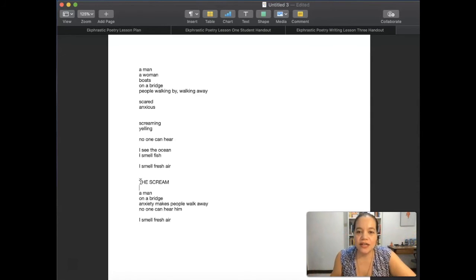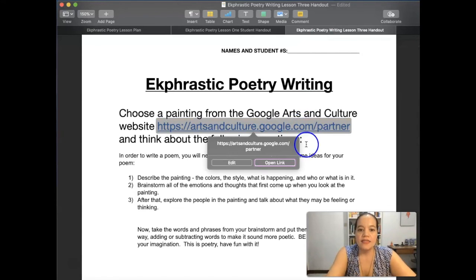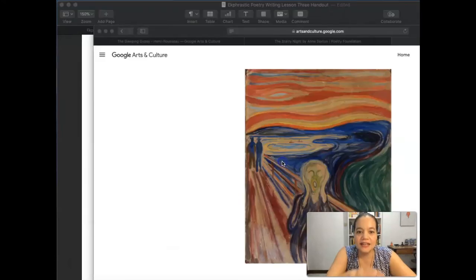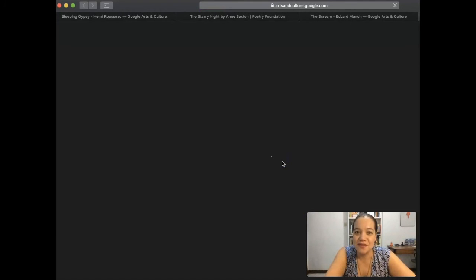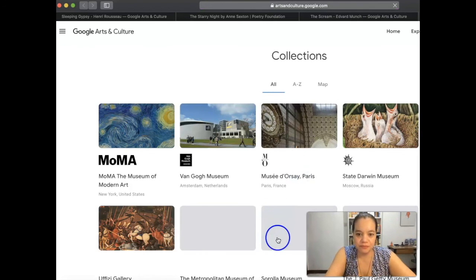So lesson 3 has a handout as well. So once you've done that with the class a couple of times, you can tell students to go to the Google Classroom where they will find this handout, okay? And it will be their job in groups to write a poem about a painting of their choice. So they can go to the Arts and Culture website, and this has many different museums available. So they can choose one of the museums.